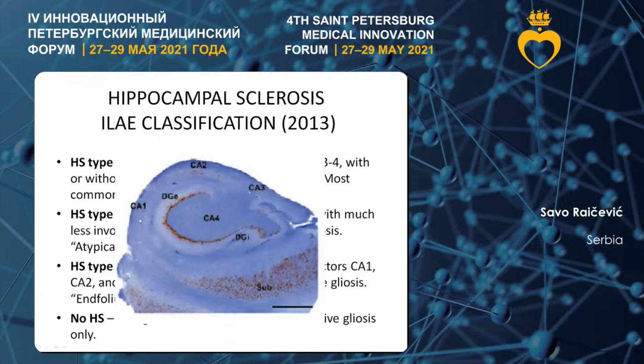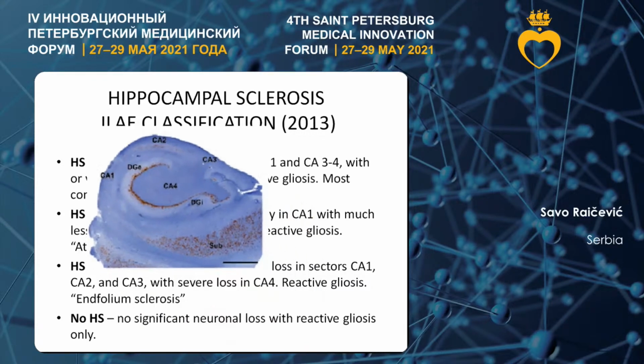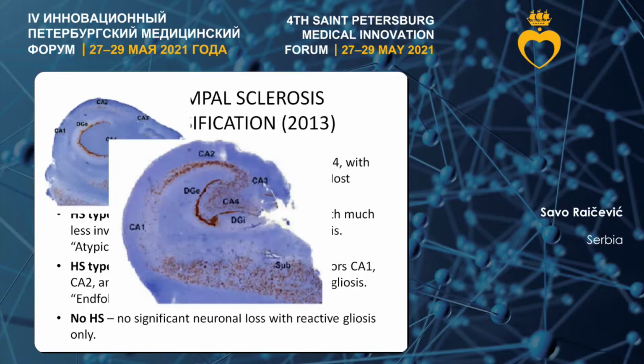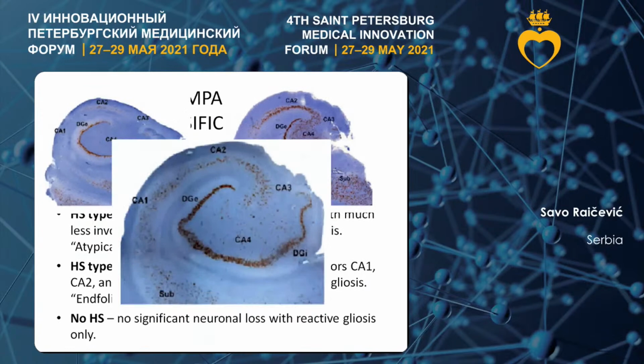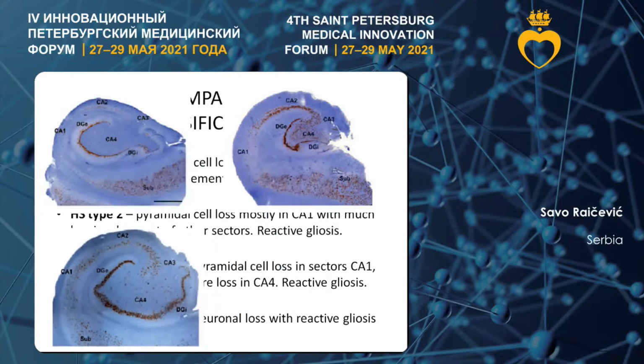We see the subiculum and the most pyramidal cell loss in the CA1 region and CA3-4 regions, and sometimes it involves, as we said, CA2, and it is a total hippocampal sclerosis. Hippocampal sclerosis type 2 is mostly centered on CA1 with relative sparing of the other sectors. Hippocampal sclerosis type 3 is mostly pronounced in CA4 with less neuronal loss in the other sectors of the hippocampus.